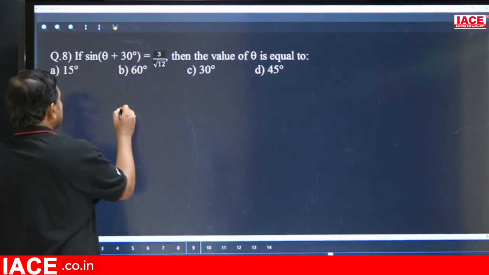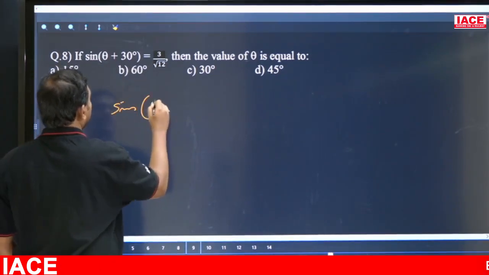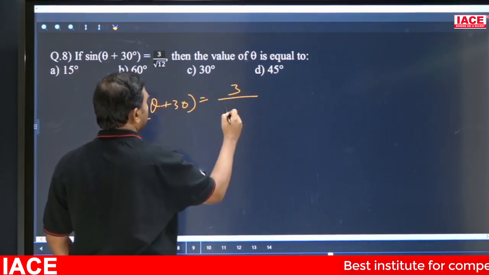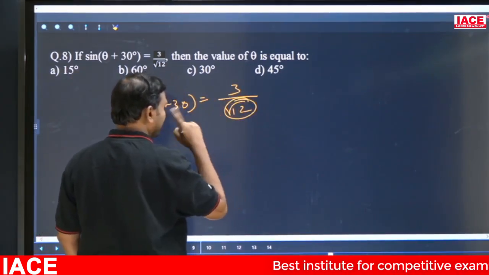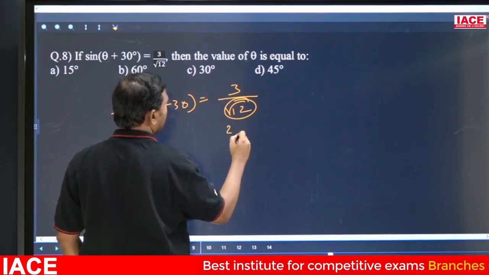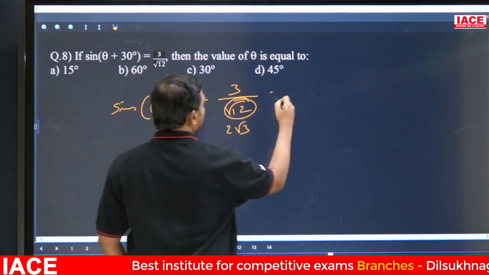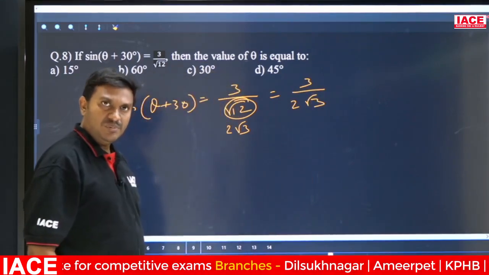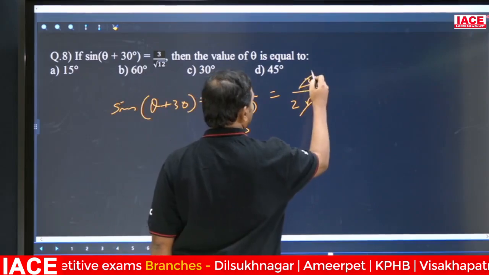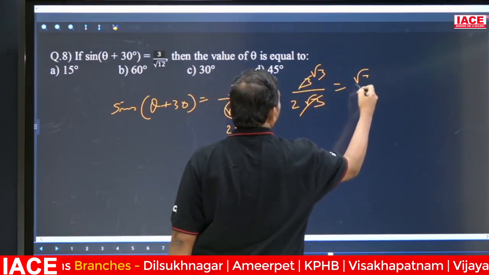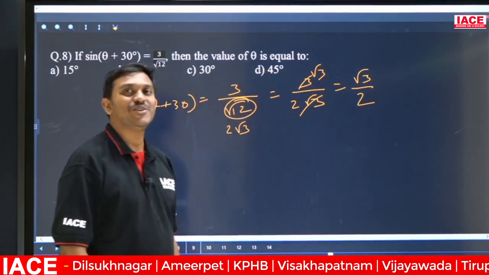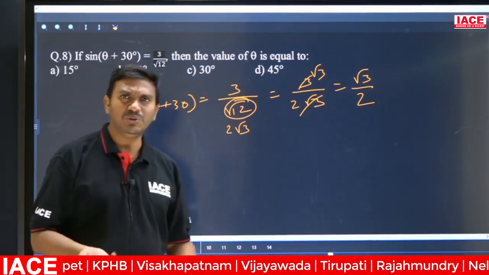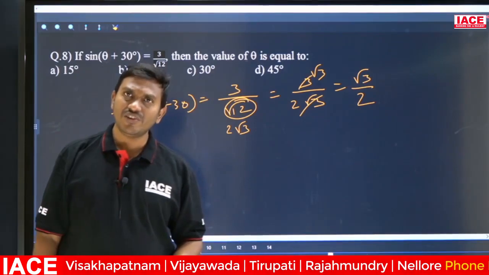Question number 8, again a trigonometric question. What is given? Sin of theta plus 30 equal to 3 by root 12. 3 by root 12, how can we write root 12? 4 2s, so 2 root 3, right? So 3 by 2 root 3, root 3 once or root 3, that is root 3 by 2. So instead of giving root 3 by 2, he is giving 3 by root 12. That value is equal to root 3 by 2.